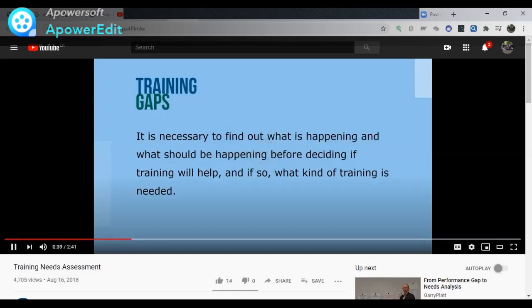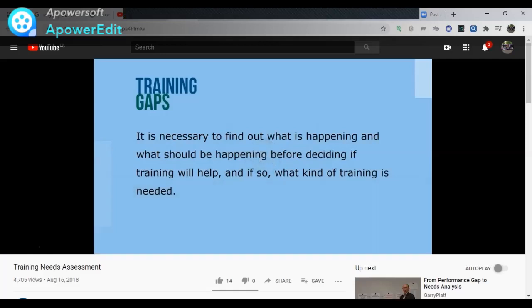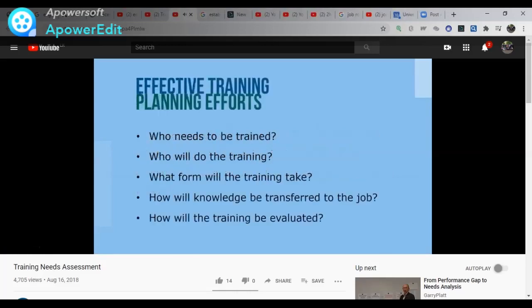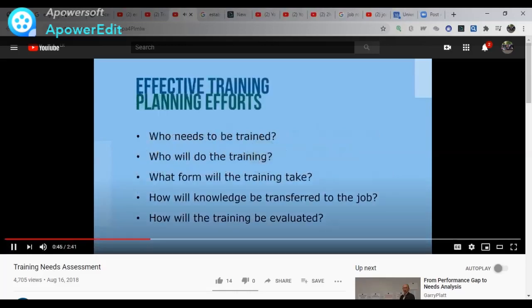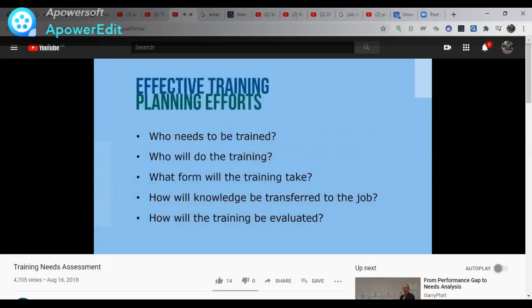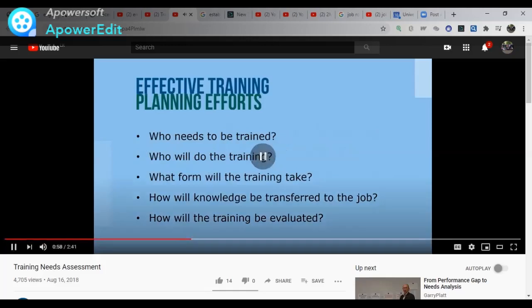Identifying gaps in performance is key to the assessment process. Effective training planning efforts consider the following questions. Is there really a need for training? Who needs to be trained? Who will do the training? What form will the training take? How will knowledge be transferred to the job? And how will the training be evaluated?